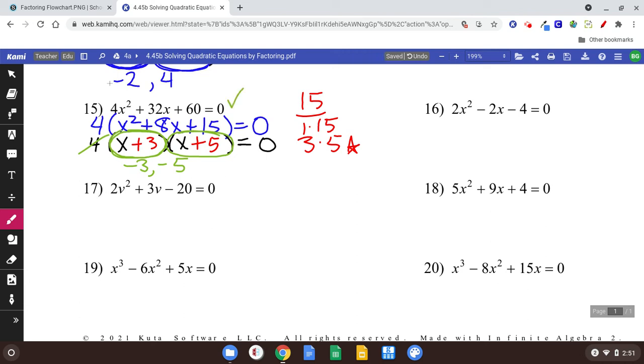Number 17 looks kind of the same thing. It looks like the same type of problem, but I don't see a GCF. There's nothing that I can divide all three of those numbers by. So this must be a hard trinomial. Hard trinomial, remember, acts kind of like an easy trinomial, but that 2 in the front makes a huge difference. We're still going to look for numbers that multiply to 20.